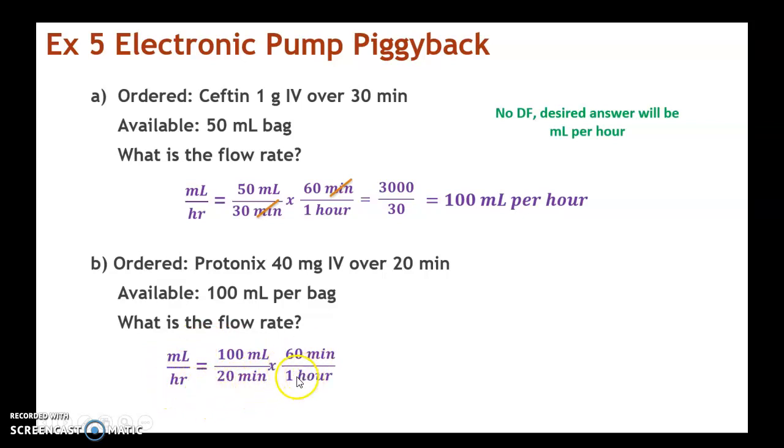60 minutes is 1 hour. Make sure your minutes cancel. You have milliliter on top, hour on bottom. That's what we were looking for. That was our desired answer. So top times top is 6,000, and we have a 20 on the bottom. So that's going to give us 300 milliliters per hour.